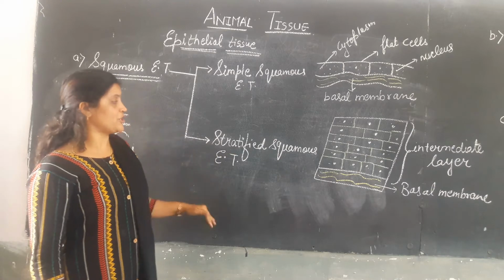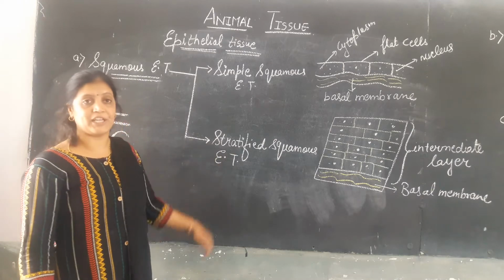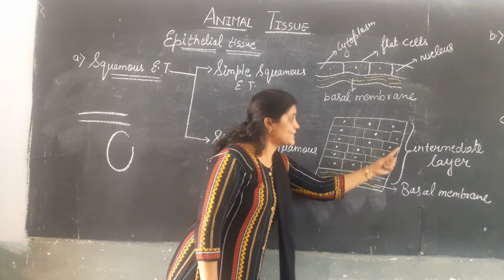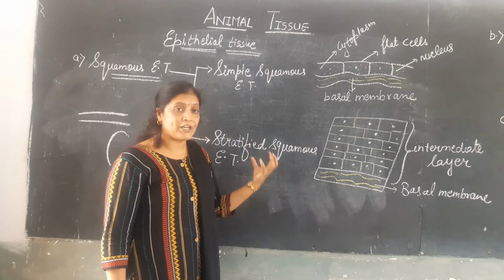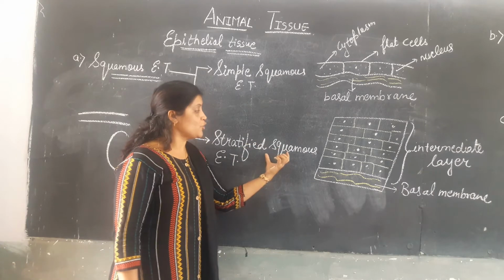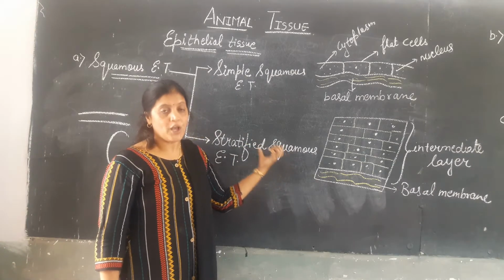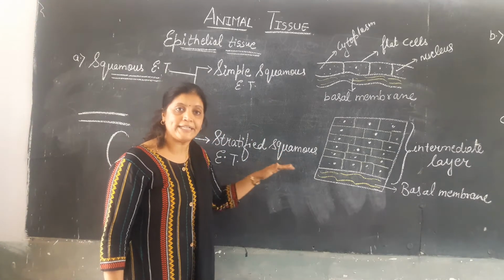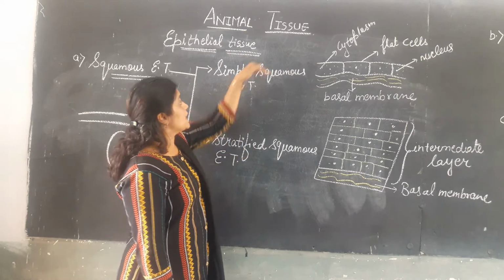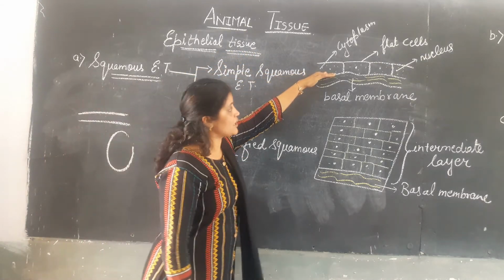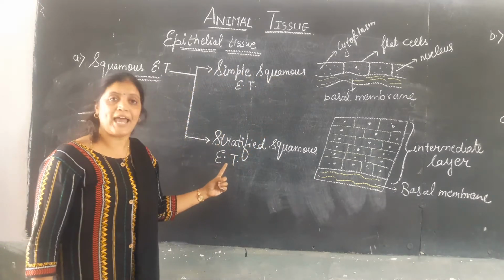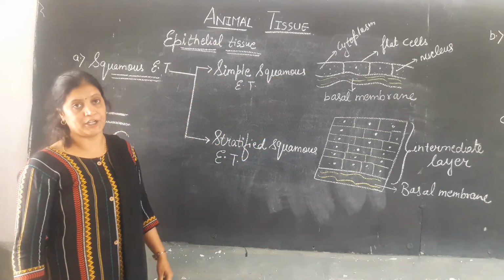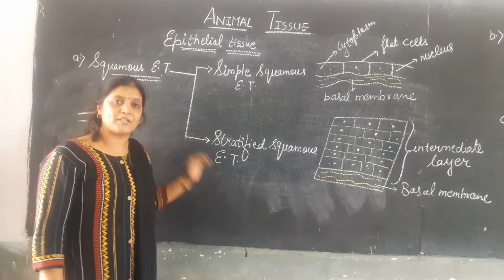One more special feature in stratified squamous epithelial tissue is that keratin protein is present in it. This keratin protein gives strength to this epithelial tissue, which prevents wear and tear. So that means on the basis of their structure, squamous epithelial tissue further divides into simple and stratified squamous epithelial tissue. Now we will talk about its location.